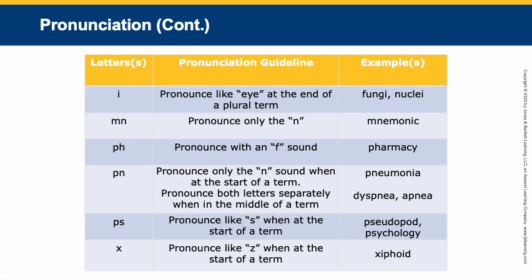Look at the one right below that. The PN is in the middle of the word. So the first one is dyspnea. The second one is apnea. So you're going to say the P and the N both, but separately. So look over these so that you can kind of understand different pronunciations that you might hear or see.